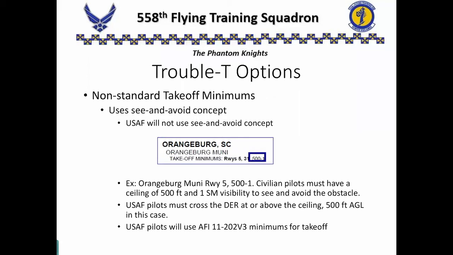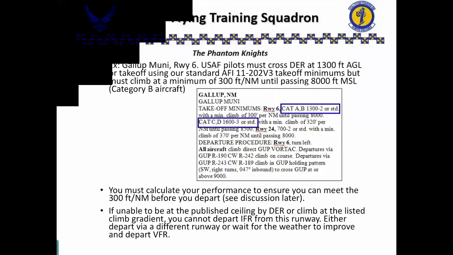It does, however, apply to me as a restriction. I have to cross the departure end of the runway at or above that ceiling that's listed, 500 feet AGL. Now, if I can't do that, then I can't take off IFR on this runway. Regardless, Air Force pilots are going to use our AFI 11-202 Vol 3 minimums for our takeoff weather.